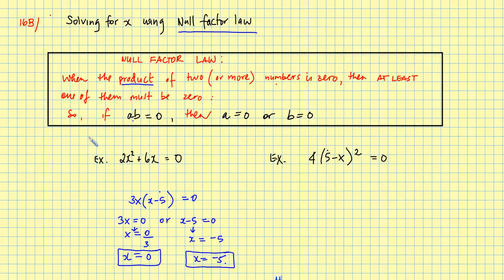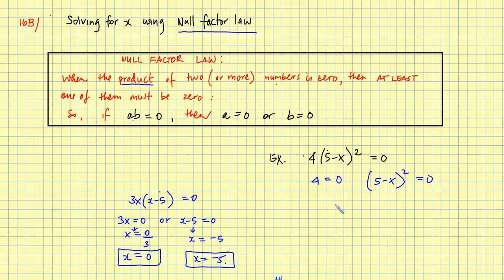So let's take the example that I have above here, the 2x squared plus 6x equaling 0. And what we have is, we can remove a common factor first, okay? Or rather, I'm not going to use this example yet. Let's look at this next example. I've got 4 times 5 minus x all squared equals 0. So what I have is either 4 is equal to 0, or 5 minus x all squared equals 0. Well, this definitely can't equal 0 because 4 doesn't equal 0. So that's out as a possibility.